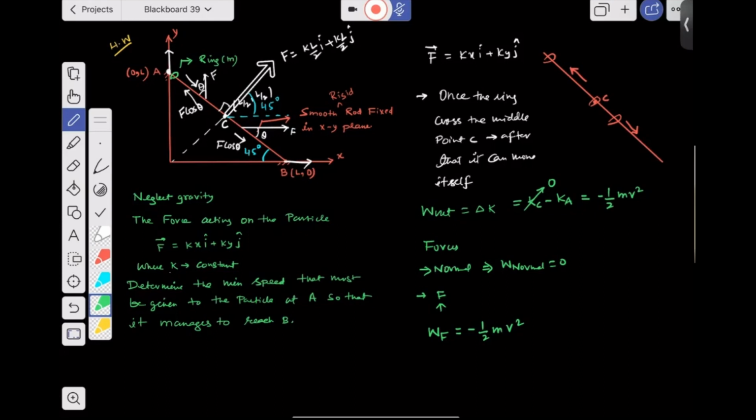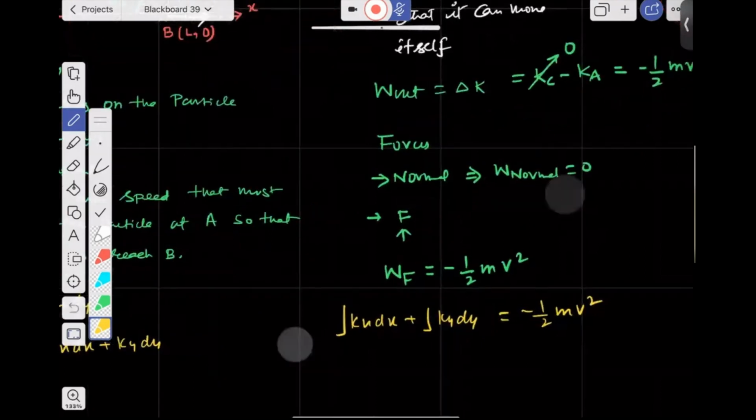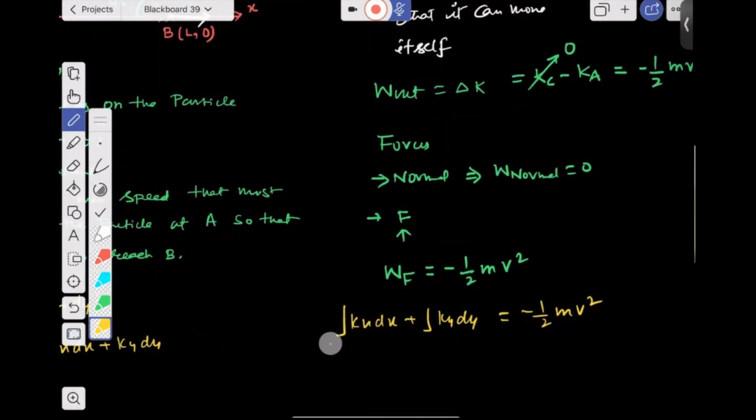And what kind of force is it? Variable with position. So what do we do? We consider having a small change in position dr, which is dx i cap plus dy j cap, and then we determine the work done for the small displacement, which will be kx dx plus ky dy. And after that, it is easy to get net work done for an interval. We'll integrate it with some proper limits. It will be integral of kx dx plus ky dy equals minus half mv square. And you know what limits we are going to use. At point A, our x coordinate is 0, and at point C, the x coordinate is L by 2.